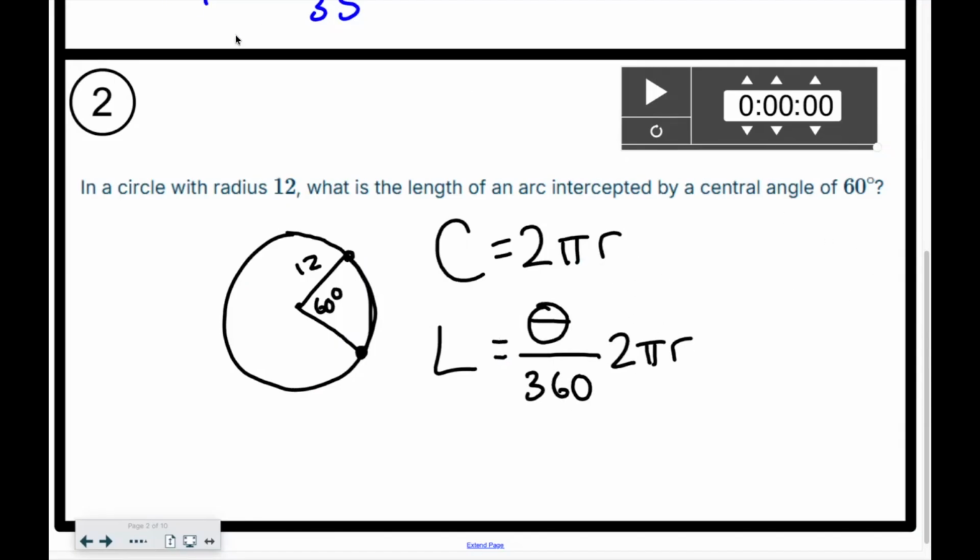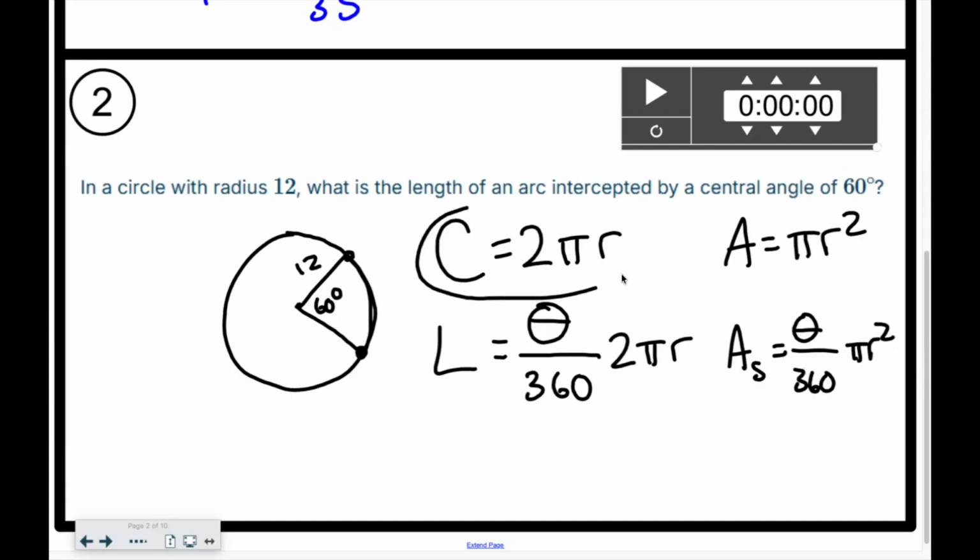Similarly, it's not in this problem, but the area of a circle is given as pi r squared, and the area of the sector is theta over 360 times pi r squared. So these two are given on the reference sheet, but these two you have to be able to get. If they ask you for the arc length, you do theta over 360 times the circumference. And if they ask you for the area of the sector, then it's theta over 360 times pi r squared. So in this problem, we're just focused on the first one.